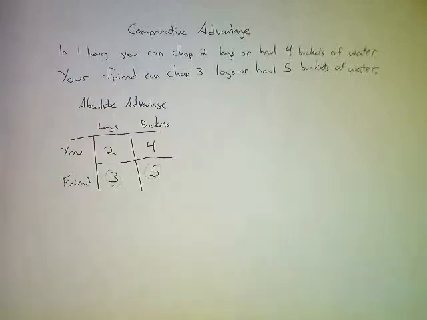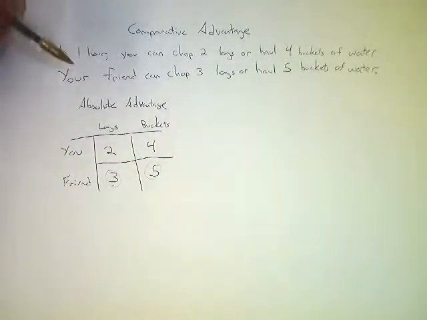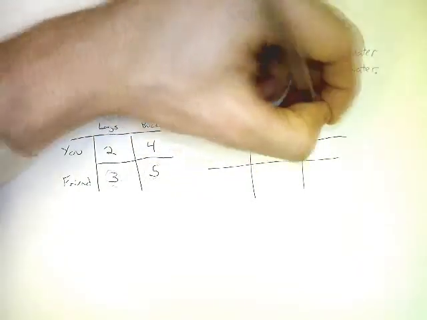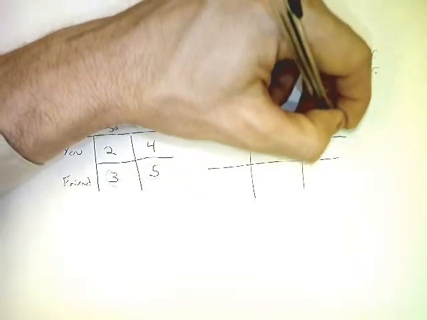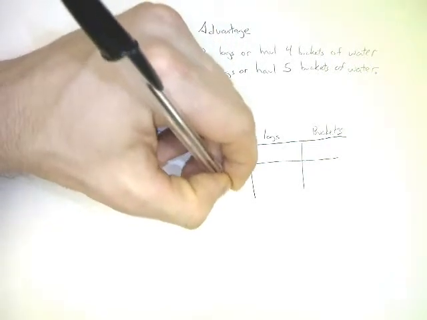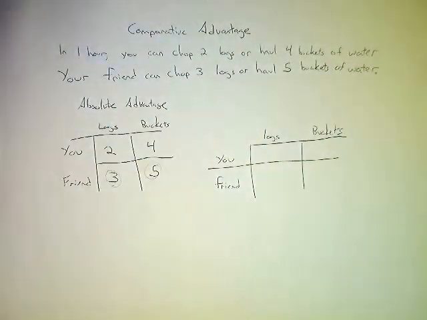Since your friend is better at both, what should you produce? For that we use comparative advantage. Comparative advantage basically figures out who can produce the cheapest, or at the lowest cost. To find comparative advantage, we're going to start off by setting up our same chart as we had before. So we have logs, buckets, you, and your friend. What we're going to do now is figure out how much these items cost you guys and therefore figure out who's the cheapest.